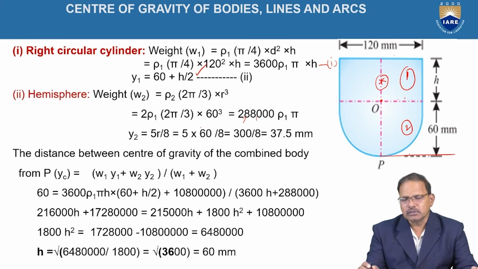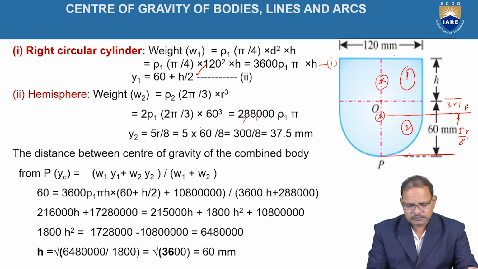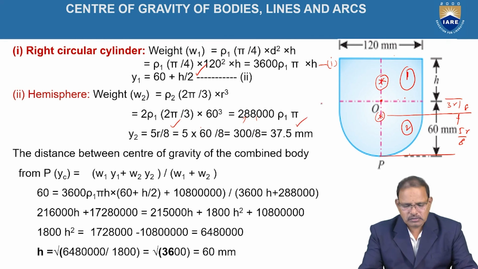Similarly, y2 from the base is 3r by 8, hence the remaining height is 5r by 8. On substituting, y2 is equal to 5r by 8, that is 5 into 60 by 8, which is equal to 37.5 mm.